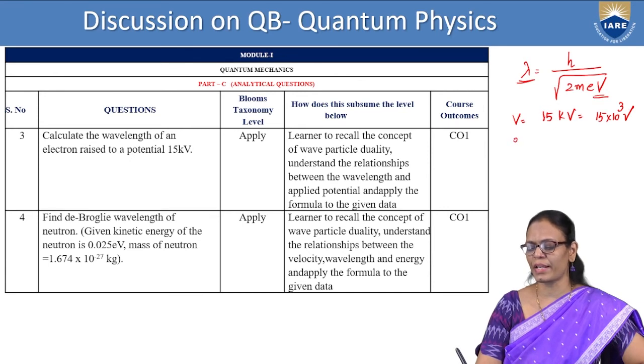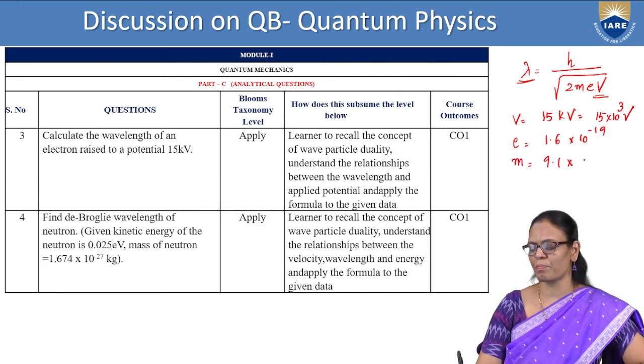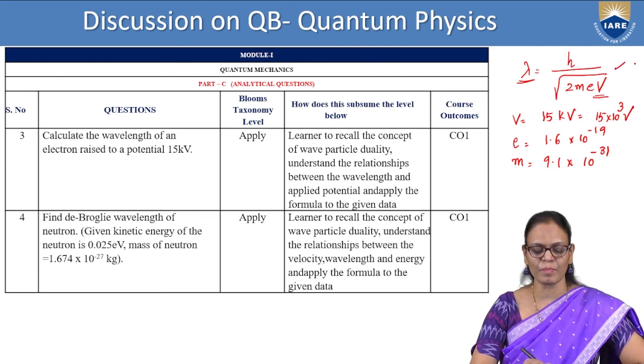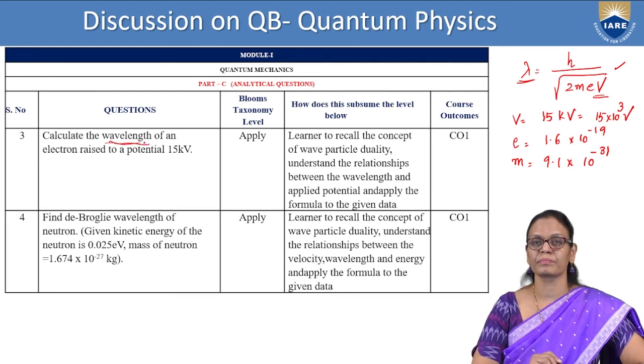And the charge of the electron is also a constant, 1.6 into 10 power minus 19. The mass is also fixed, 9.1 into 10 power minus 31 kg. So get all these values, substitute and simplify, and you get the wavelength.